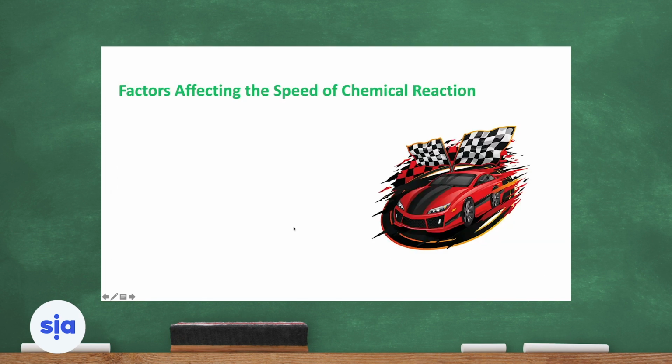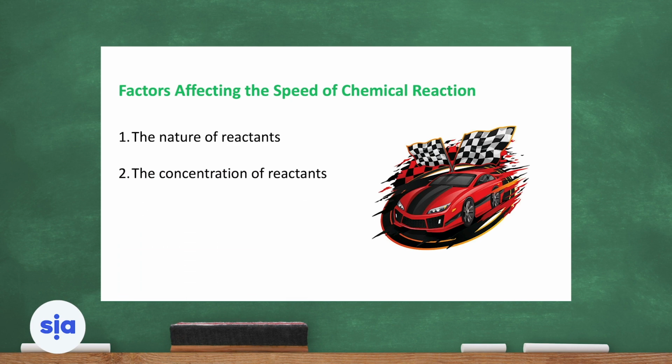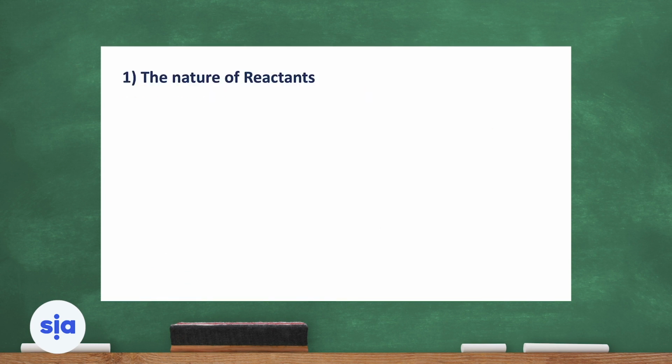Now, let's talk together about factors affecting the speed of chemical reaction. The speed or the rate of chemical reaction. Number 1, the nature of reactants. Number 2, the concentration of the reactants. Number 3, the temperature of the reaction. And number 4, using catalysts. We're going to discuss each point in detail.